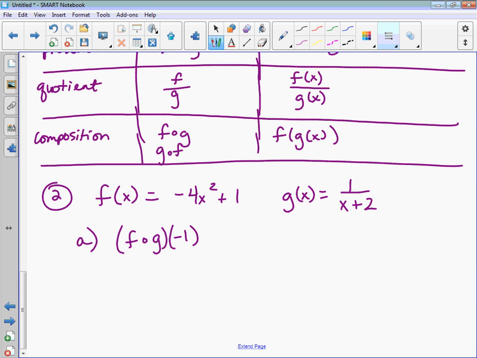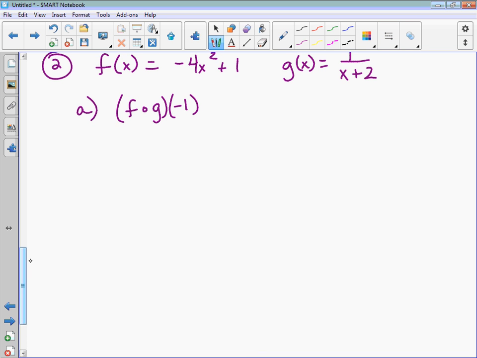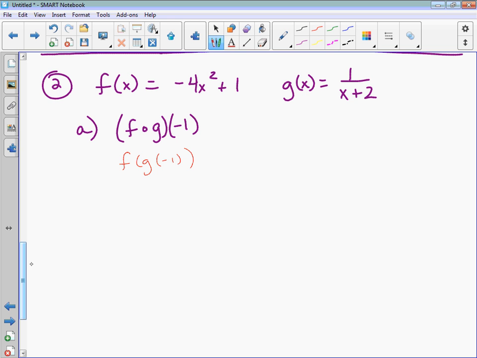What this means is f of g of negative 1. Okay? So it's up to you. There's two ways to do it. You can do f of g of x, the composition, and then plug the negative 1 in. Or you can start by plugging the negative 1 into g, and then plugging that answer into f. I think that's easier, so I'm going to do it that way. I would start by doing g of negative 1, which would be 1 over negative 1 plus 2.